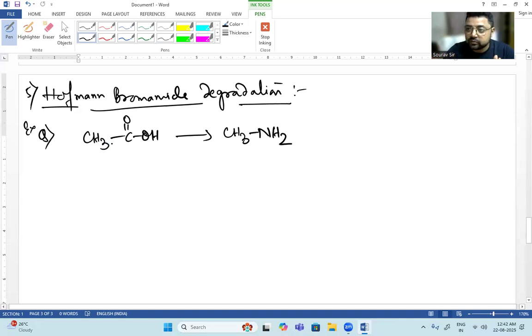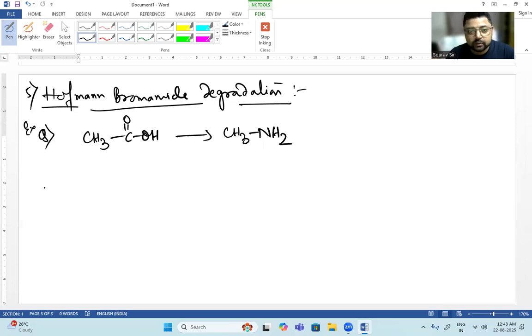That was ascent of series when we were going from CH3Cl to CH3CH2NH2. Now we have to go down the series. That is, we have to perform a descent of series reaction. So here, CH3COOH to CH3NH2. This is the main conversion of concern which will be given to us.